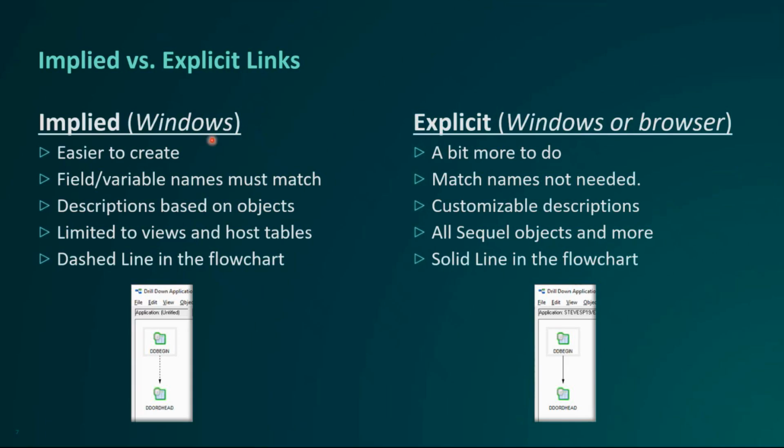When you're implying drill down links, they're easier to create. One of the things that makes it possible is that a view has a variable on it that matches a field name that we want to pass to that view. The descriptions up here in the title bar are based on the object names. You can't override that. You're limited to views and host tables when you create these drill down applications. And when you're in the application, you'll see a dashed line between the two objects.